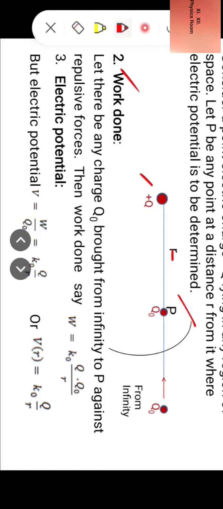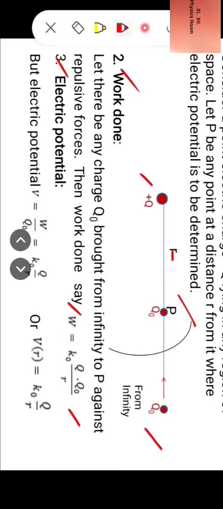Now, work done. Let there be any charge q naught brought from infinity to P against repulsive forces. Then work done, say W, is equal to K naught Q naught by R. I repeat, let there be any charge q naught brought from infinity to P against repulsive forces. Then work done, say W, will be equal to K naught Q naught divided by R.